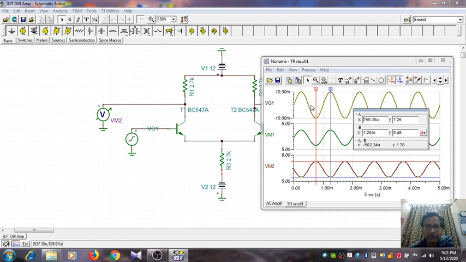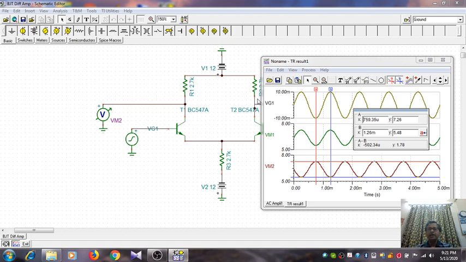So clearly when there is a trough in the AC base signal, there is a crest in the collector signal. So clearly this signal and this signal are out of phase, whereas this signal and this signal, cross coupled, this base and this collector, are in phase. Okay, so that satisfies our expectation.